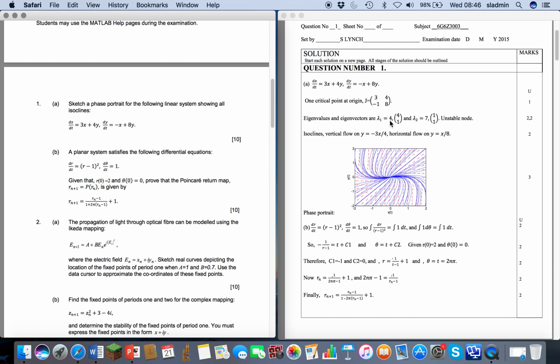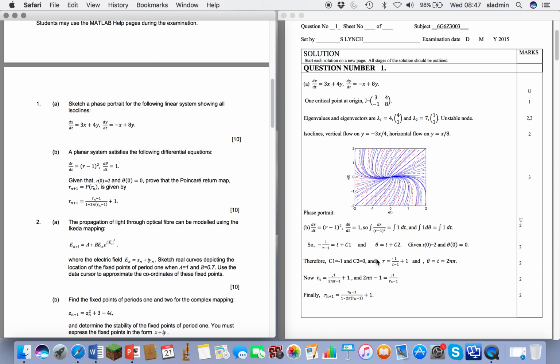If you integrate 1 with respect to theta, we get theta, and you integrate 1 with respect to t, we get t. And then we add our constants of integration. Now we're given that initially r is 2 and theta is 0 at time t is 0. So we substitute those values in, and we find that c1 is -1 and c2 is 0. So substituting in here, we have r is equal to -1 over t minus 1 plus 1.